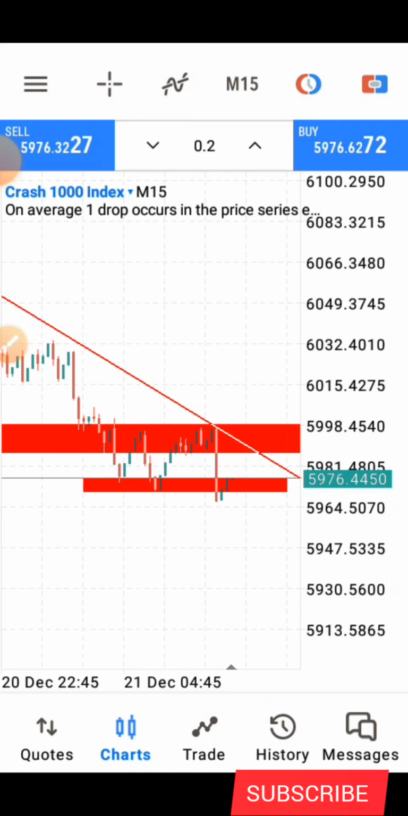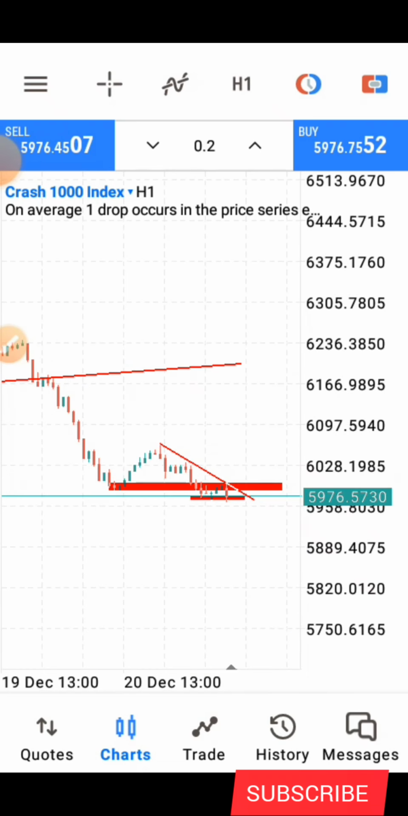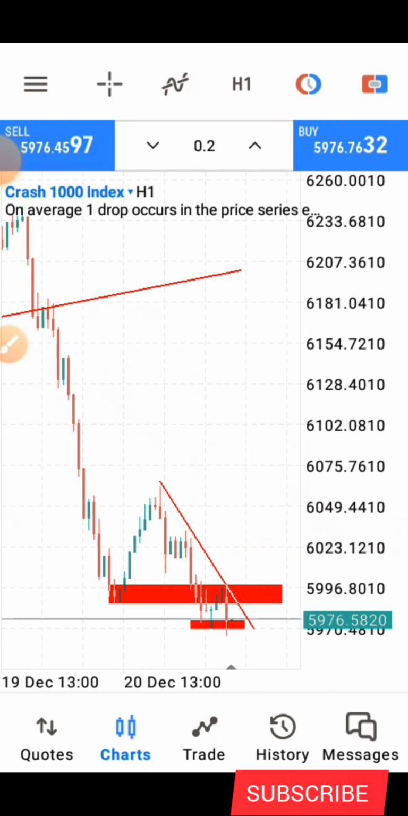So I would advise you, always, on boom and crash, you always go with spike catching, because, I don't know, it depends on what suits you. But for me, I prefer catching spike than trading against spike. But if you are to trade against spike, I prefer you use the higher time frame, because those are the ones that will go well for you.